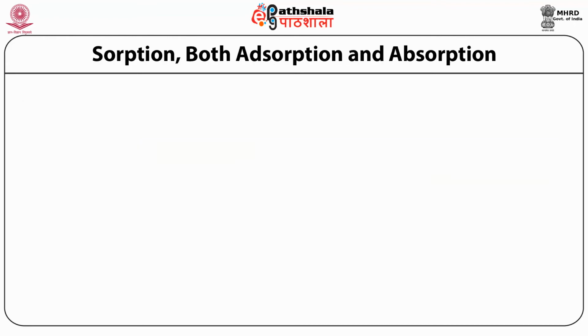The next method is sorption, both adsorption and absorption. The difference between adsorption and absorption is that adsorption occurs at the upper surface of the adsorbing media, and in the absorption process the whole media absorbs the material into it.